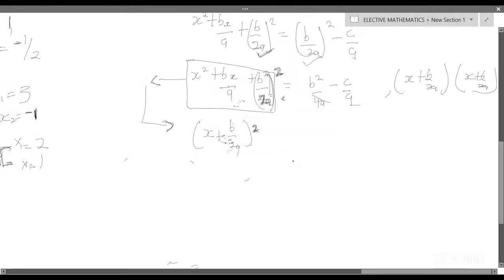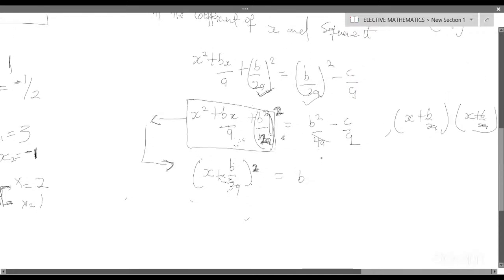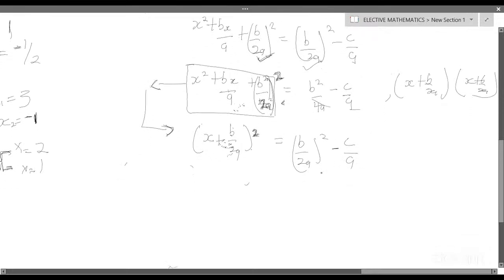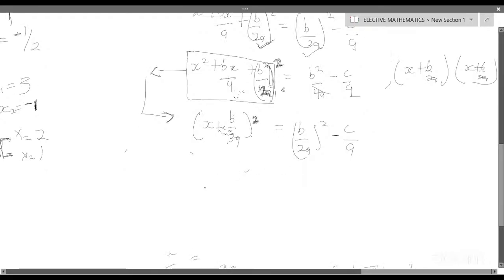So now let's continue. So now we have this, right? Equal to b like this over 2a all squared minus c over a. Do you get the point? So we can still have our x plus b over 2a all squared equals to, this one we get b squared over 4a squared minus c over a.